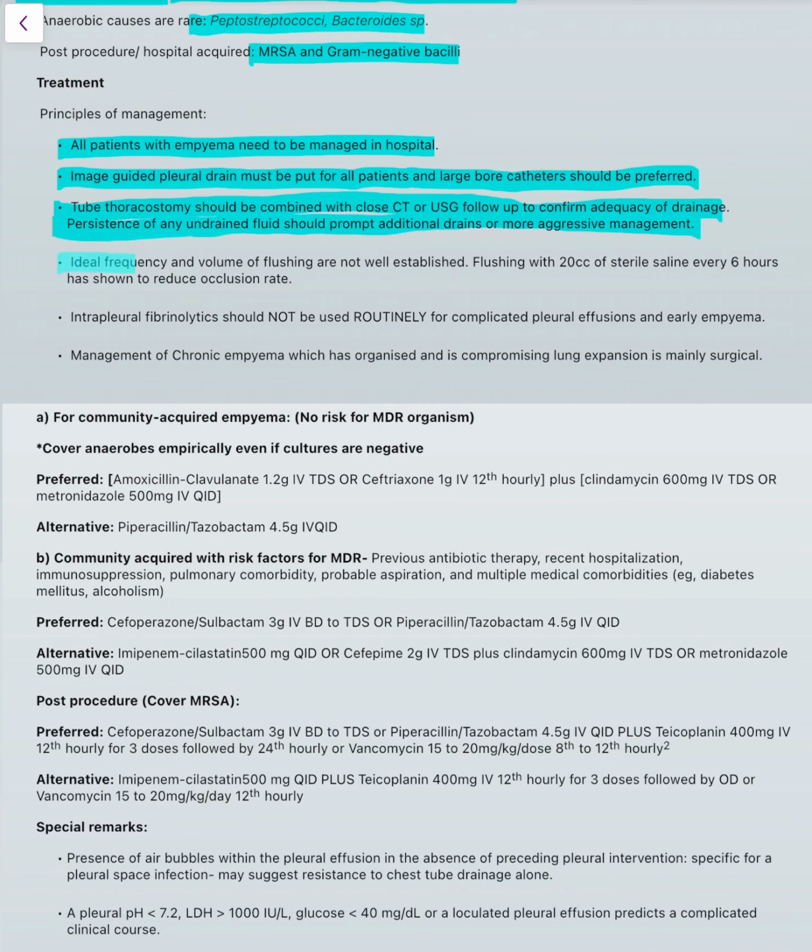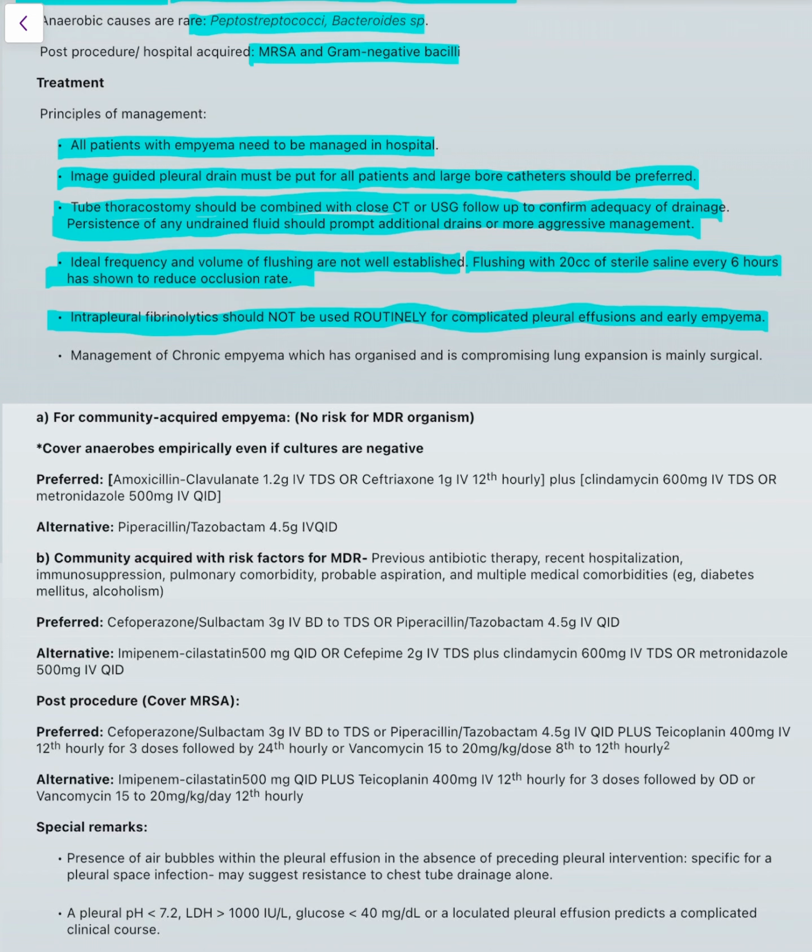Ideal frequency and volume of flushing are not established. Flushing with 20 ml of sterile saline every 6 hours has shown a reduced occlusion rate. Intrapleural fibrinolysis should not be used routinely for complicated pleural effusions and early empyema. We keep it, like streptokinase, for the fibrotic stage, when a lot of fibrous septations are formed. Only for those cases we sometimes use streptokinase. Management of chronic empyema, which has organized and is compromising lung expansion, may need surgical treatment.